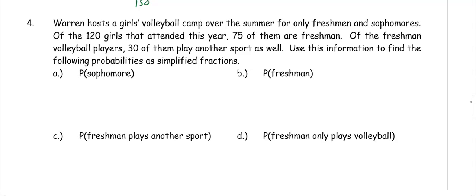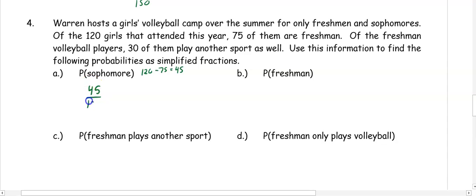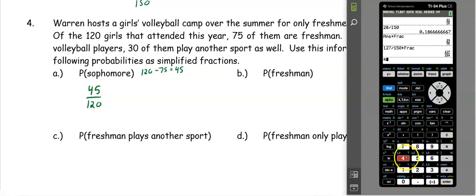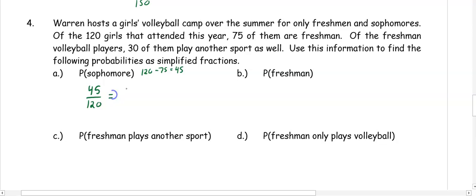So what's the probability that they were a sophomore? Well, if 75 of them were freshmen, we can do 120 minus 75 to get that 45 of them were sophomores. So we have 45 over 120, and that reduces to 3/8.